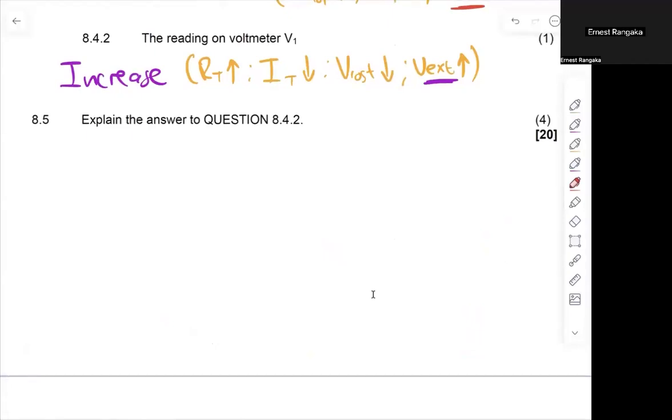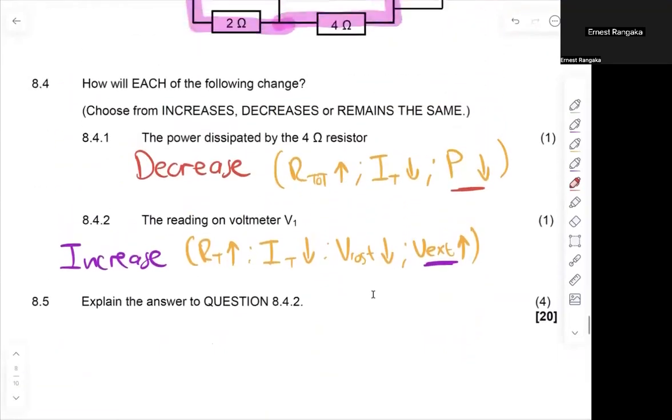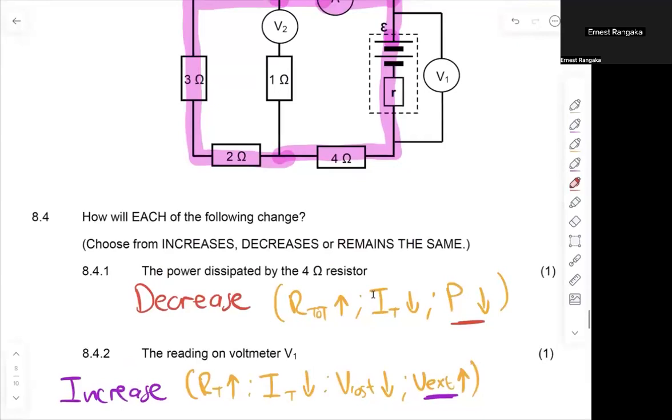Okay, let's quickly do the last question and wrap up our session for today in the last 5 minutes. It says, explain the answer to question 8.4.2. We actually already did that, right? But I'll quickly repeat it for the sake of clarity. It's there that I've written in orange. So it's going to increase. Why? Because first, when we remove the resistor in parallel, our total resistance goes up. When total resistance goes up, our total current goes down. When total current goes down, my V lost is going to go down. When V lost goes down, I've got more voltage to go out, right? And when my voltage goes out, my V external increases, and this V1 goes all the way up.